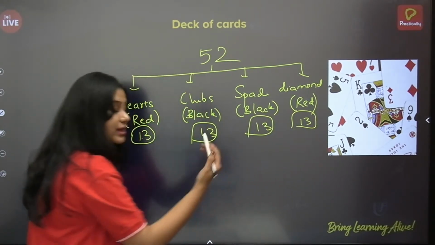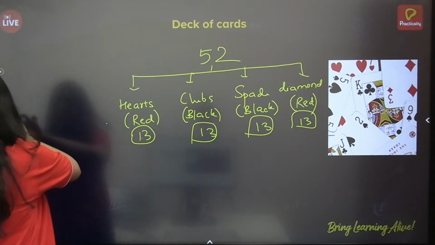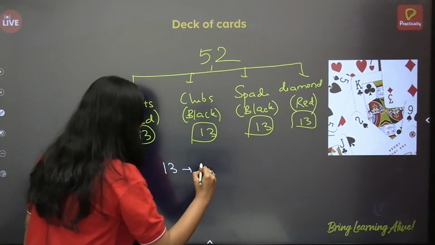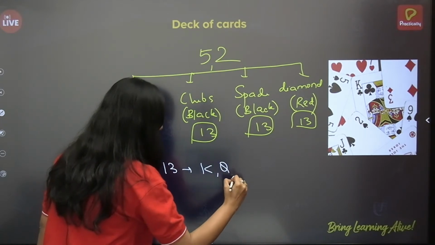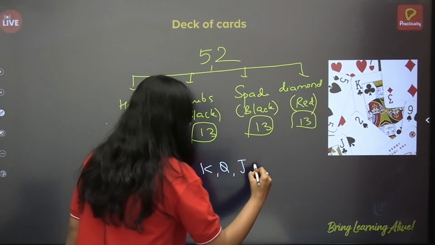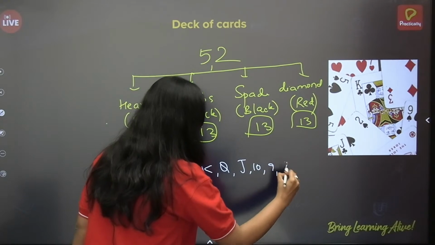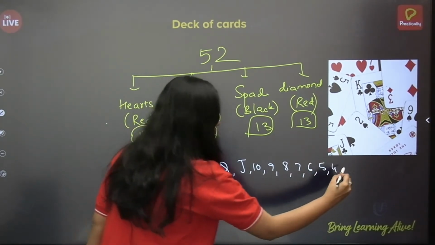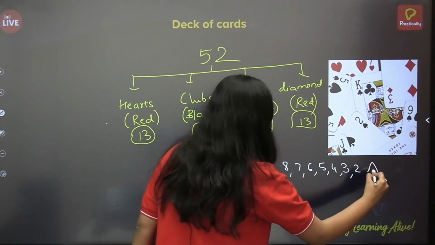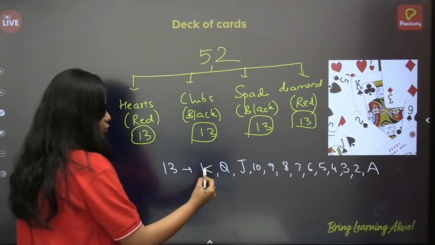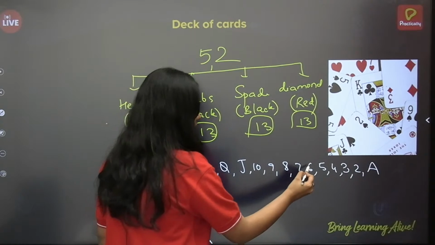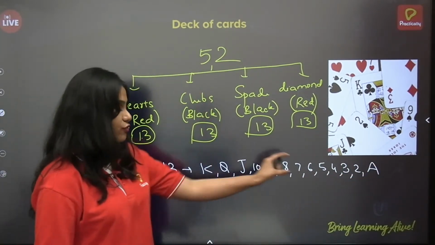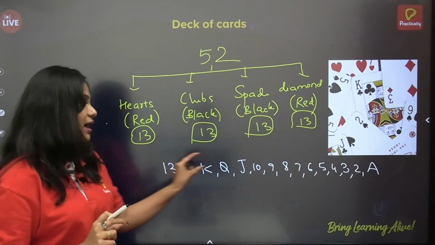So what do we have in this 13? Let me explain that as well. So in 13, 1 king, queen, jack, 10, 9, 8, 7, 6, 5, 4, 3, 2, ace. Okay, so count 1, 2, 3, 4, 5, 6, 7, 8, 9, 10, 11, 12, 13. So these are the cards in one set. You will be having these.